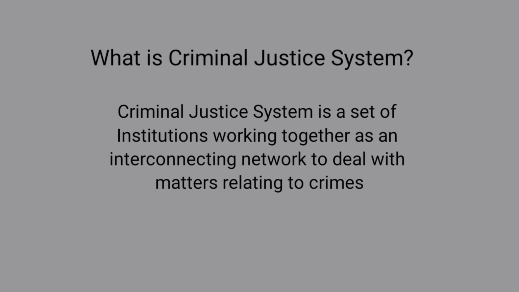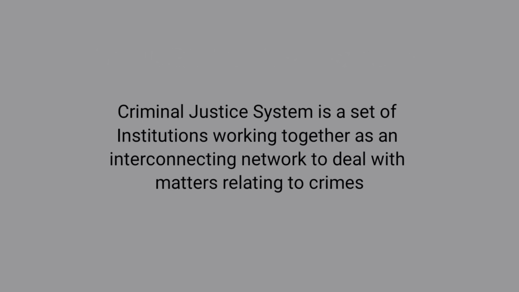Now, question number 1. What is criminal justice system? Criminal justice system is a set of institutions working together as an interconnecting network to deal with crimes. In other words, criminal justice system is a set of institutions dealing with people like Raj and the one who become the victim of Raj's action.